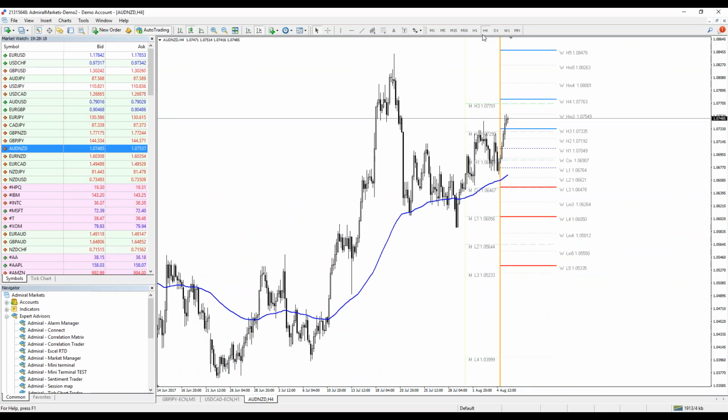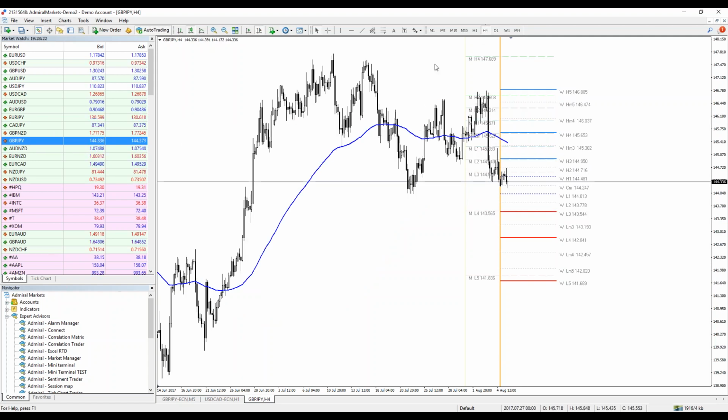So if the price gets to 145.00, it will be weekly H3. EMA slope is down. Okay, towards 143.80 here.